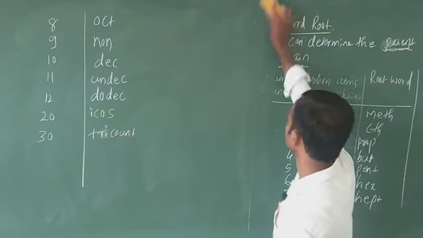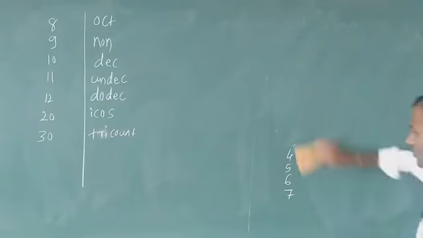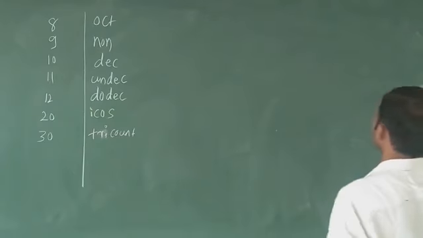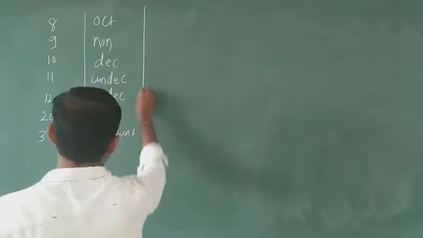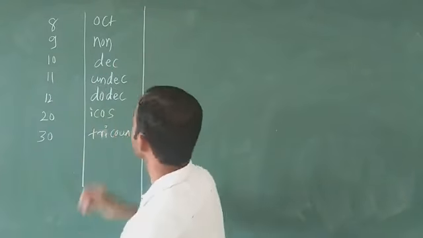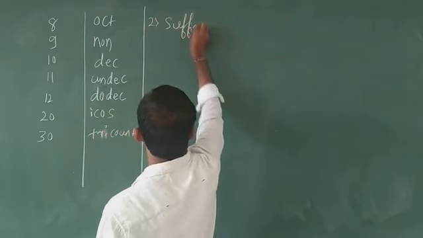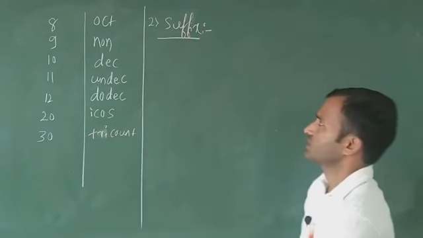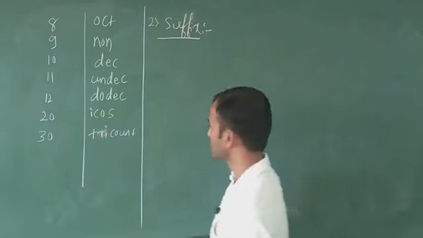The second one is the suffix. What is the role of the suffix? The suffix determines the functional group. If functional groups are there, the rule is that we apply the suffix. Second one, suffix is there, and after that the prefix will come. If the functional groups are there, we write the suffix.